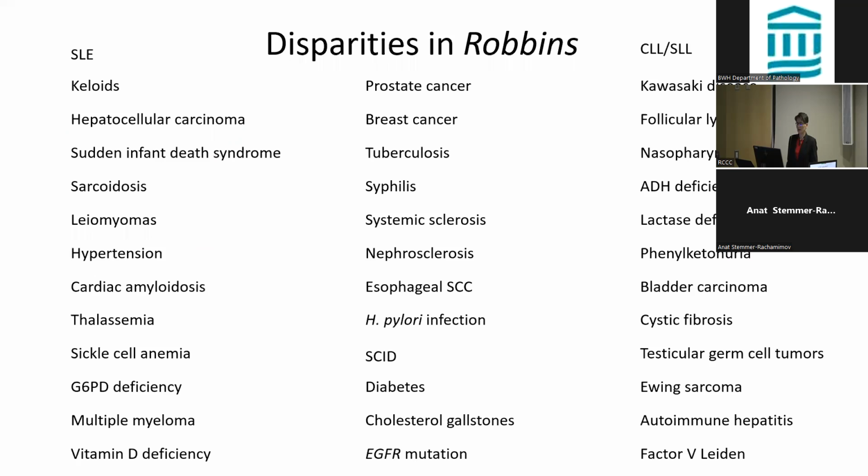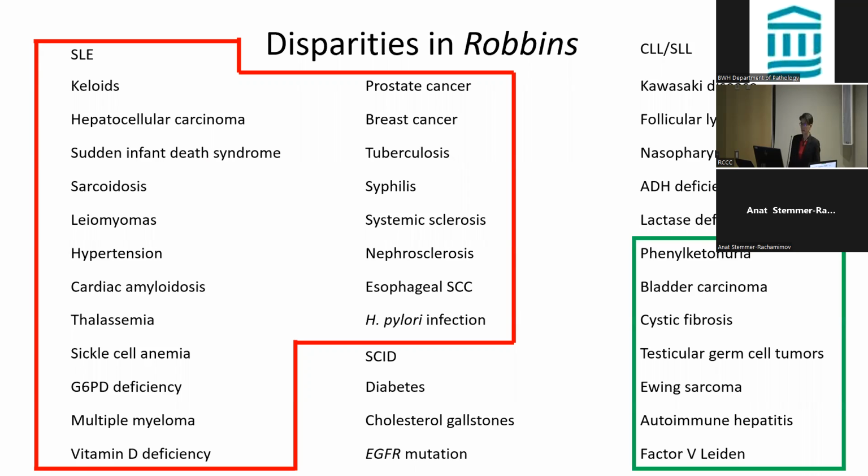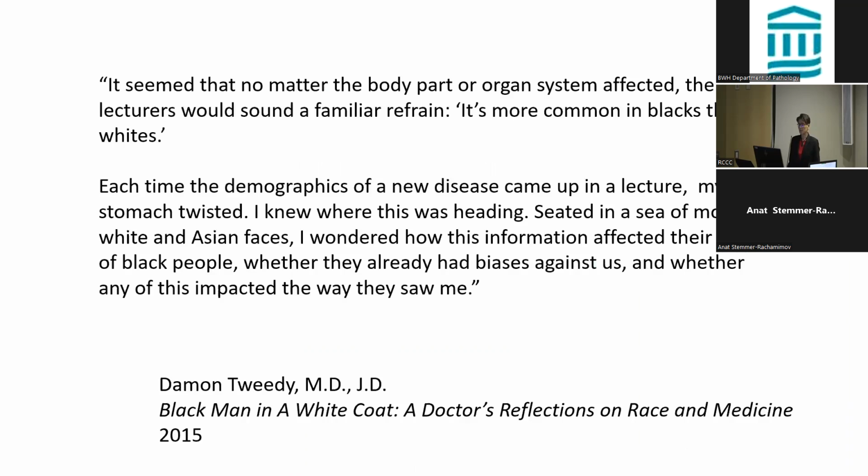And to clarify this, I'm going to redline for you the diseases in Robbins' 10th edition that are associated more predominantly with African Americans compared to European Americans. So I do think that we are causing some issues as far as societal harm goes. What about our learners? So this is a quote from Damon Tweedy's book, Black Man in a White Coat.